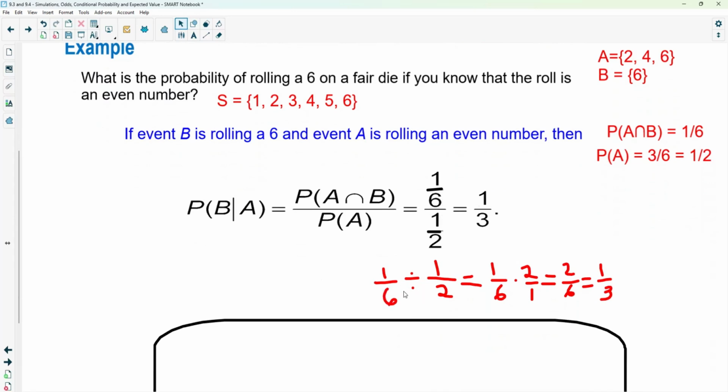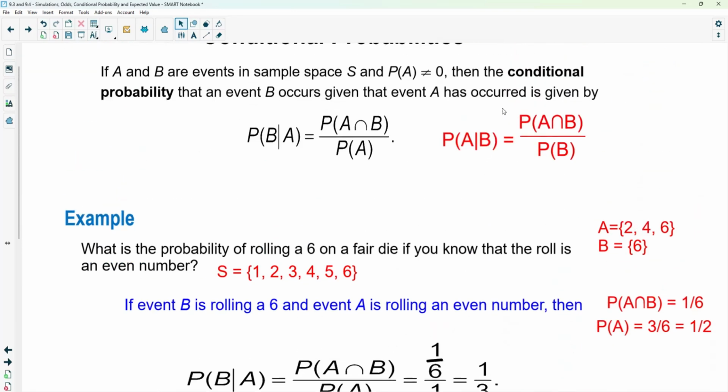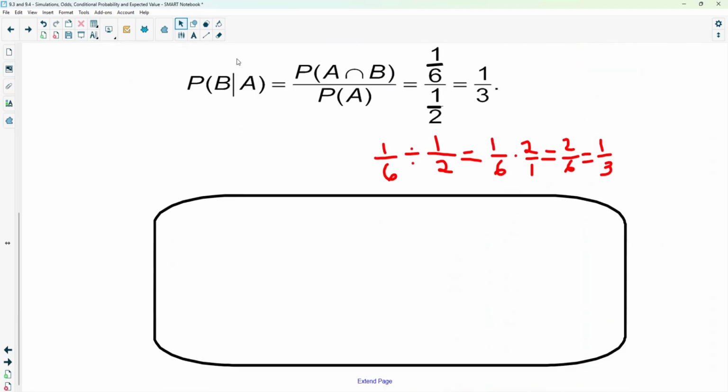And then I did it down here with the division of fractions. 1/6 divided by 1/2 is same, change, flip. And then you get 2/6, which is 1/3. So that's how they got the 1/3 right there. So you can also use this formula if B happens before A happened. So just remember to divide by B if that's the case.